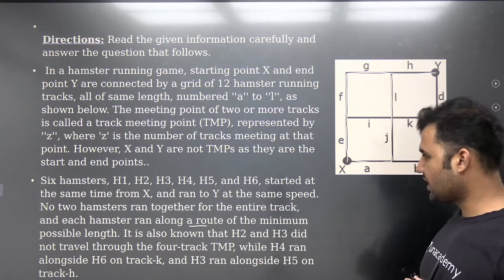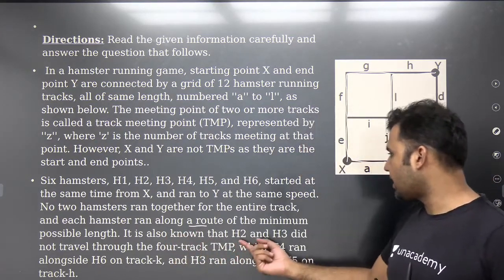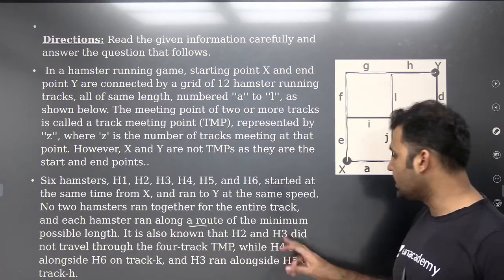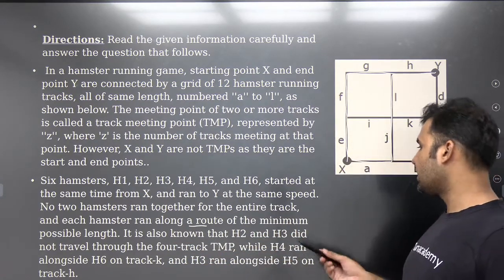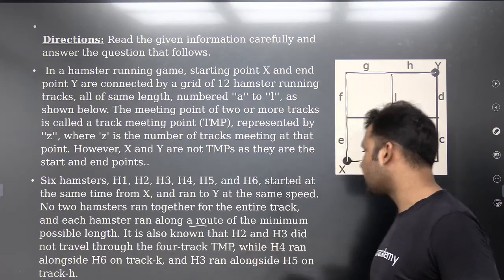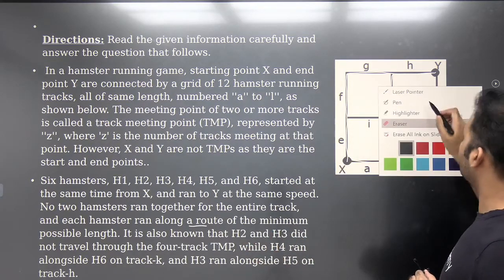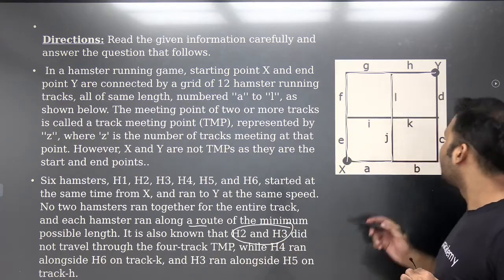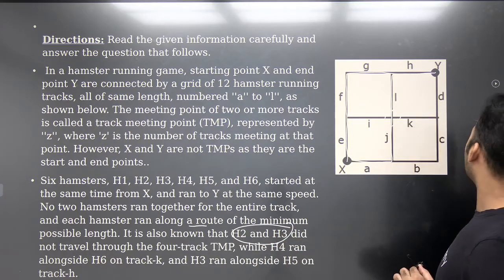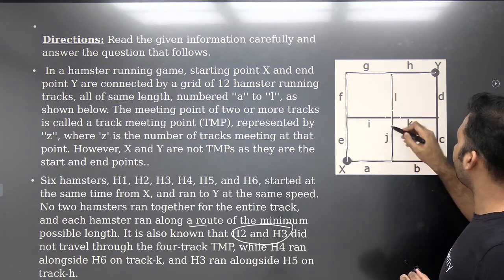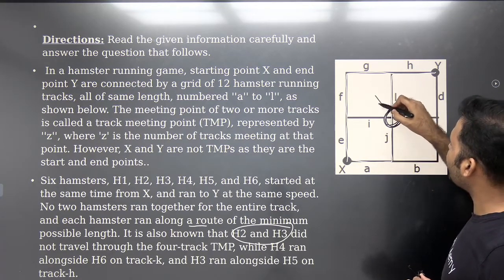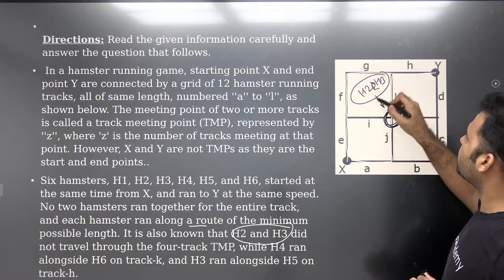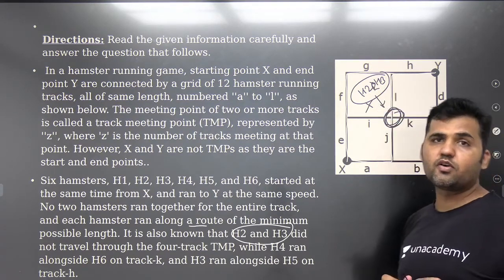Okay. What else do we have? It is also known that H2 and H3 did not travel through the 4 track point. These are the 2 hamsters, H2 and H3. They are not passing through the 4 track point. That means this is a 4 track point, right? We have already discussed that this is a 4 track point. So H2 and H3 are not passing from this.